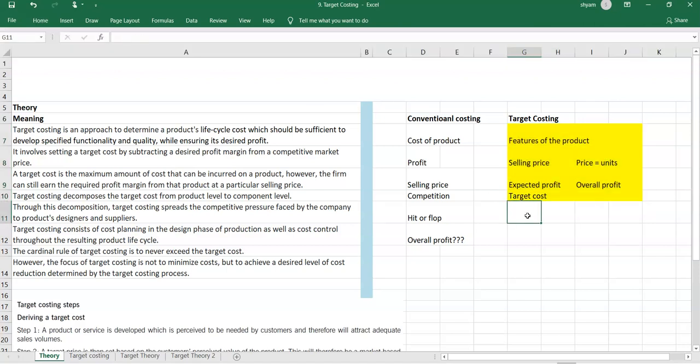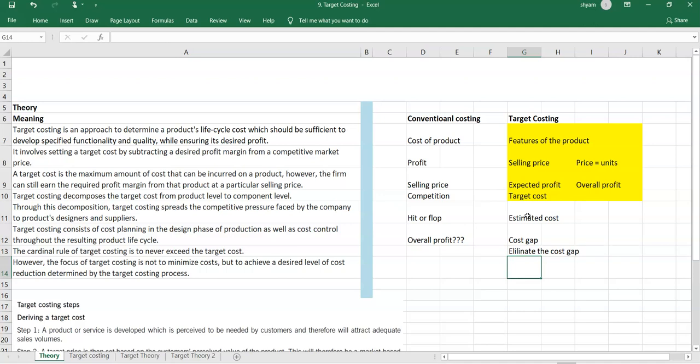From here on, they try to find out the estimated cost of producing the product. Only now are they considering what the estimated cost would be if this product has to be produced. If there's a difference between the target cost and the estimated cost, that is called the cost gap, and they try to bridge it. They try to narrow down or eliminate the cost gap. By eliminating the cost gap, they will produce.